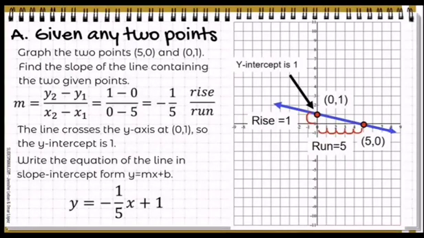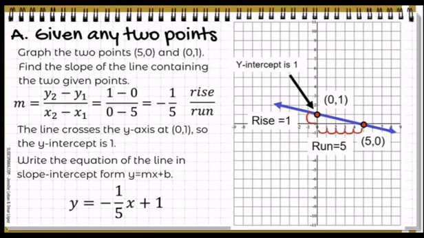Letter A, given any 2 points. Graph the 2 points (5, 0) and (0, 1). Find the slope of the line containing the 2 given points. As revealed on the graph, point (5, 0) is on the positive x-axis. Hence, 5 is the x-intercept. And point (0, 1) is on the positive y-axis, hence the y-intercept is 1.